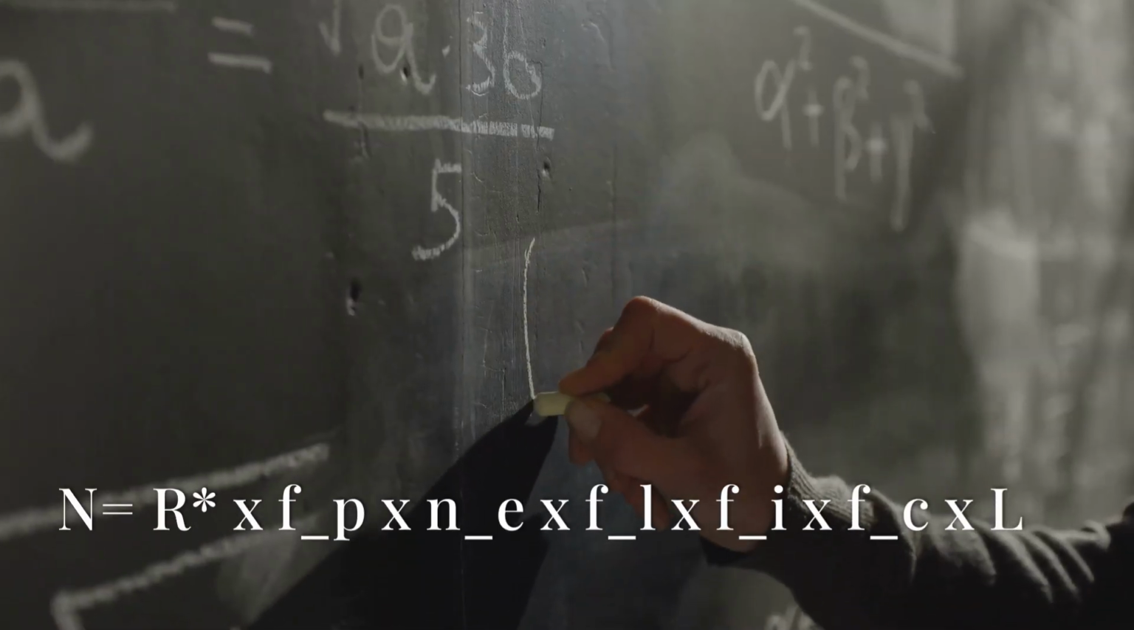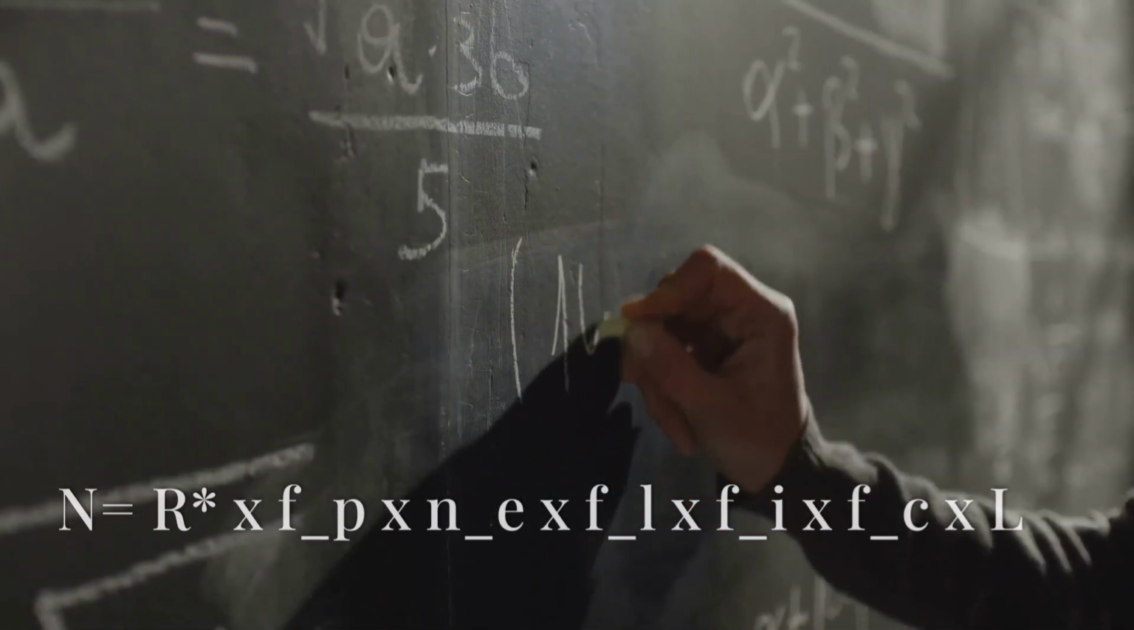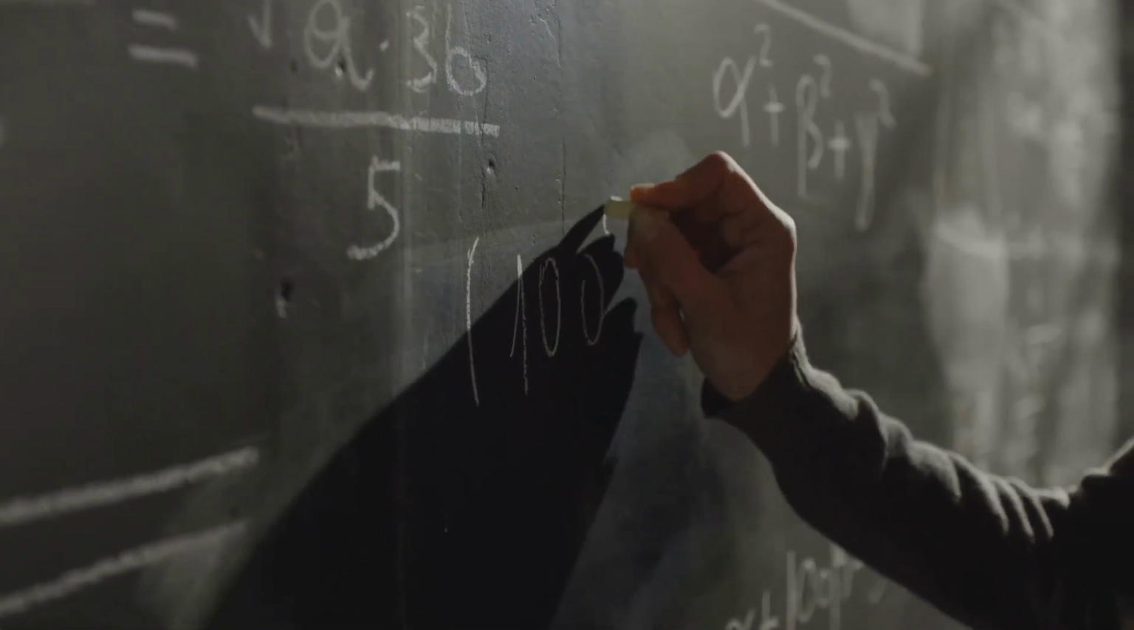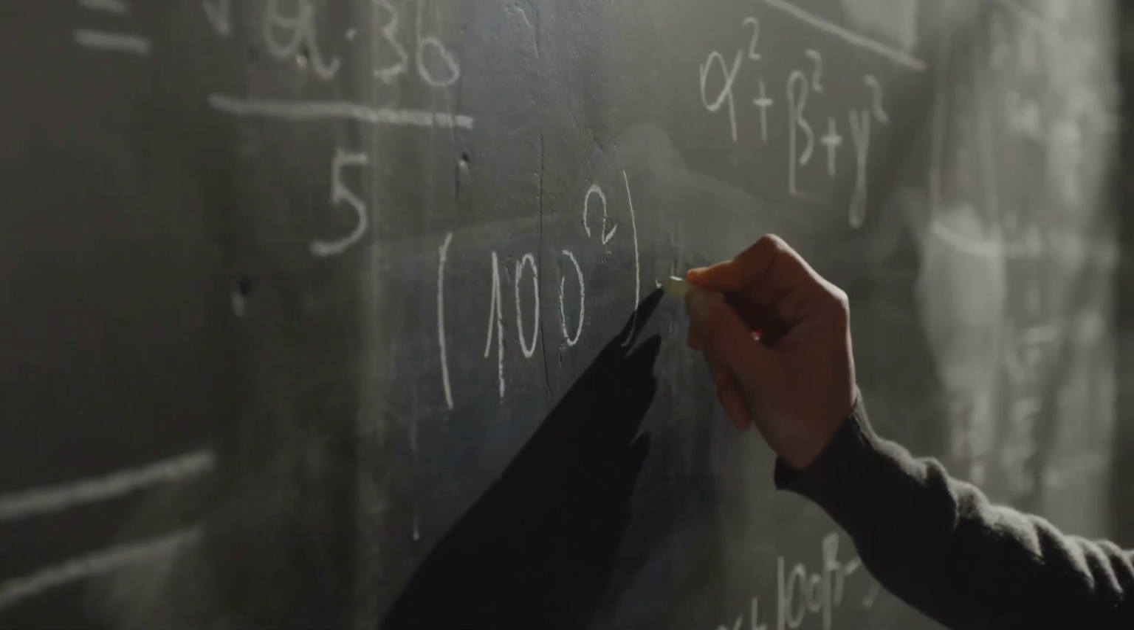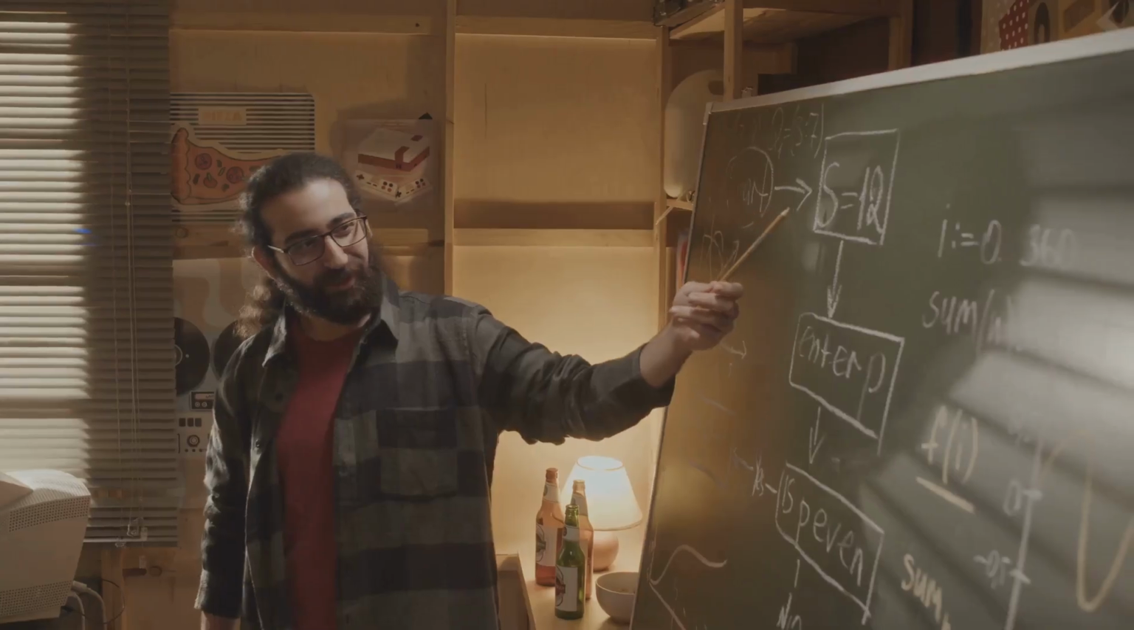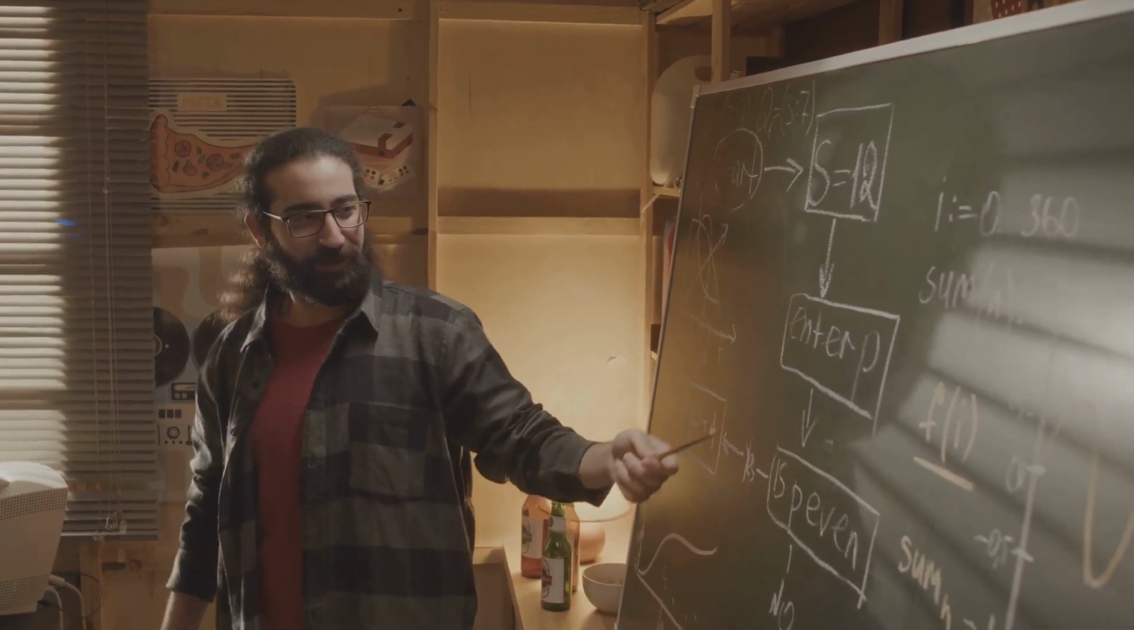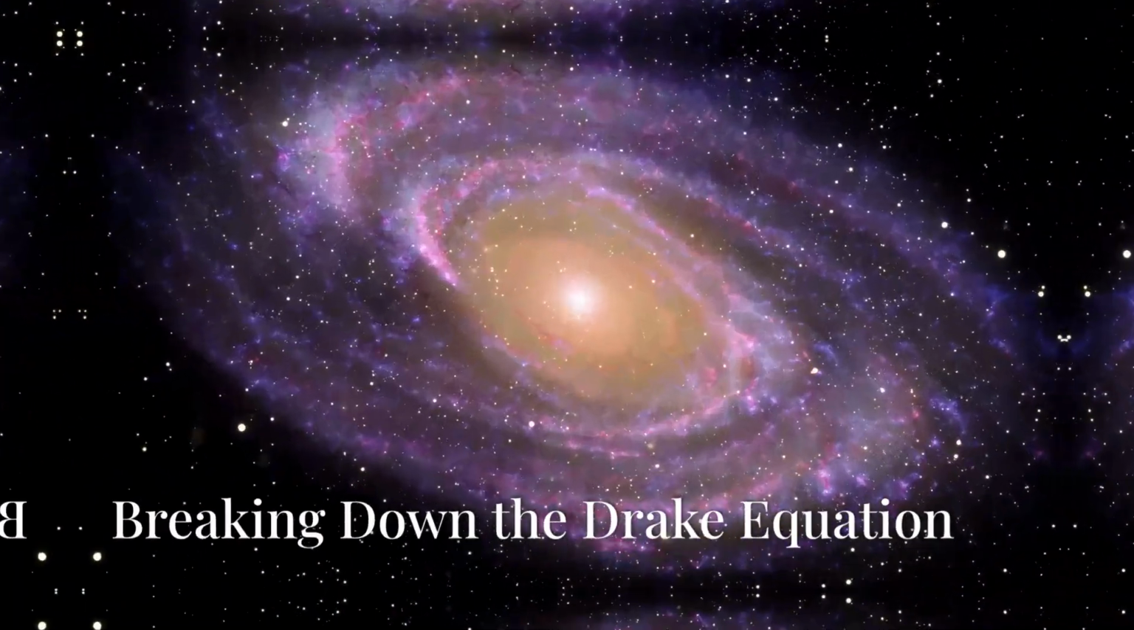The equation itself is surprisingly simple. N equals R star times f sub p times n sub e times f sub l times f sub i times f sub c times L. Don't let the letters intimidate you. We'll break down each one in the next section.